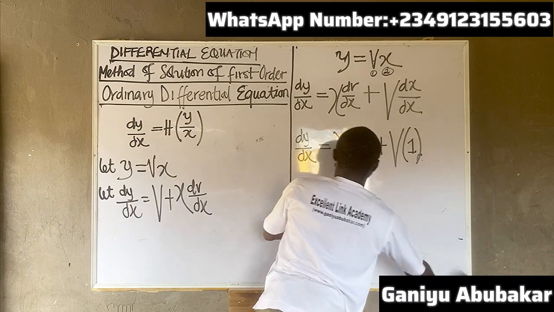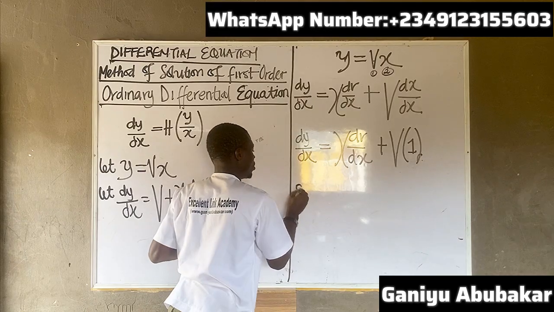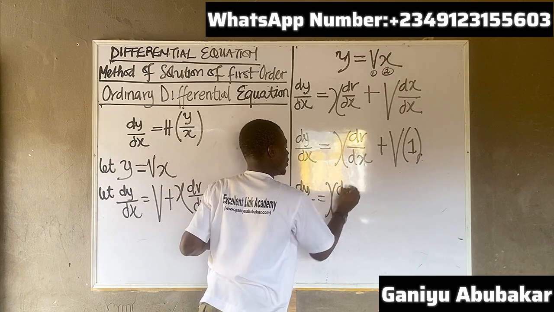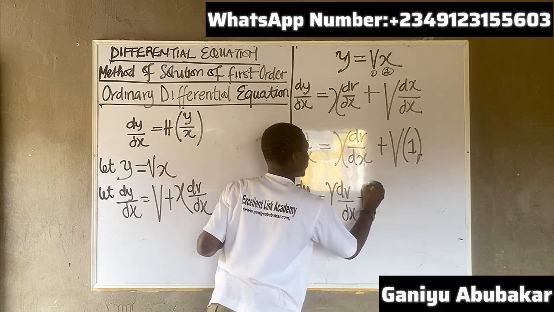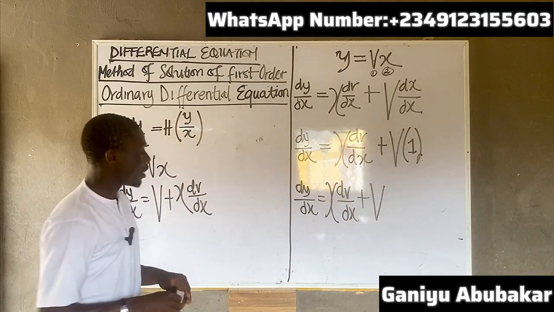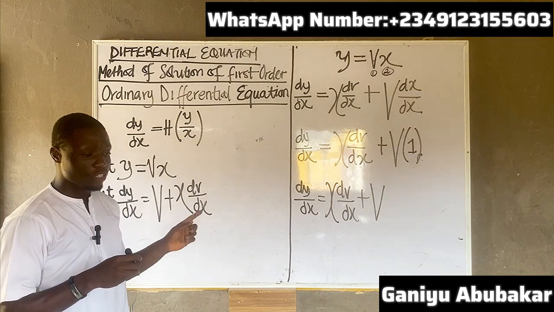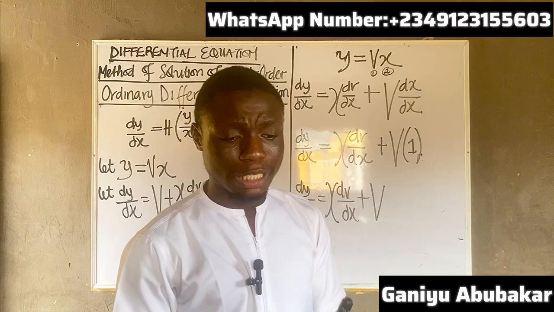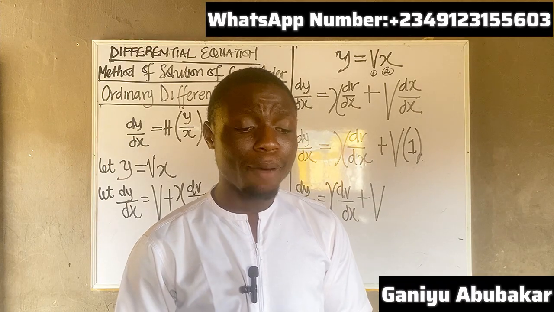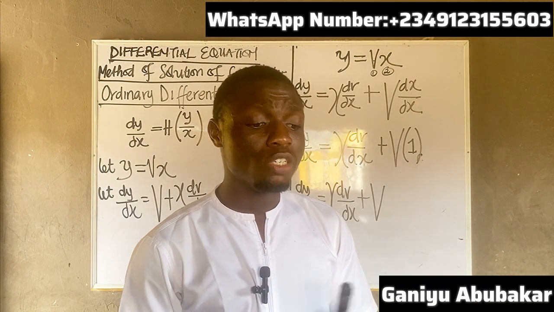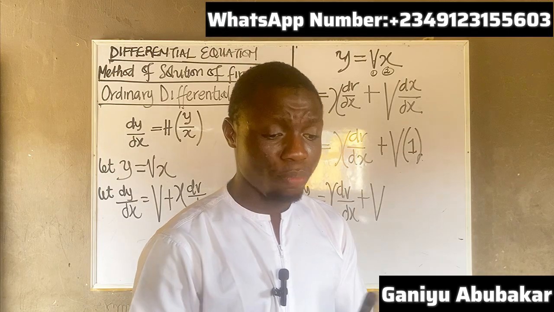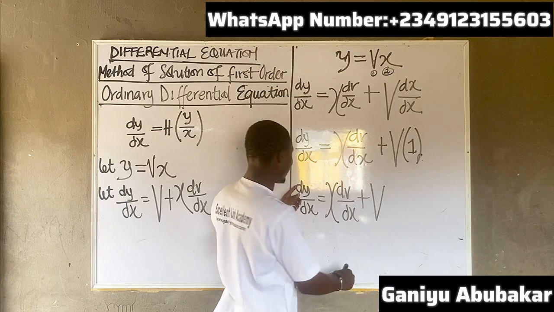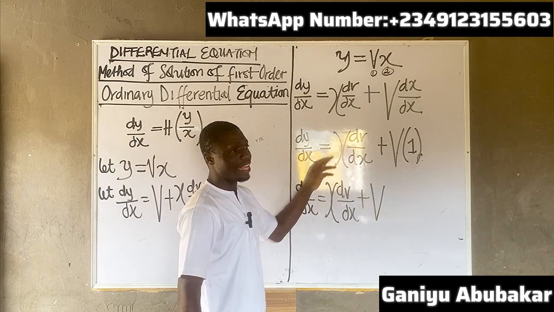Let's proceed further. From here, it gives you dy over dx is equal to x dv/dx plus v. So this is one thing to watch out for. When it comes to this method, your task is to put y as being v of x and put dy over dx as being v plus x dv/dx. I just showed you how we got to putting dy over dx as v plus x dv/dx.